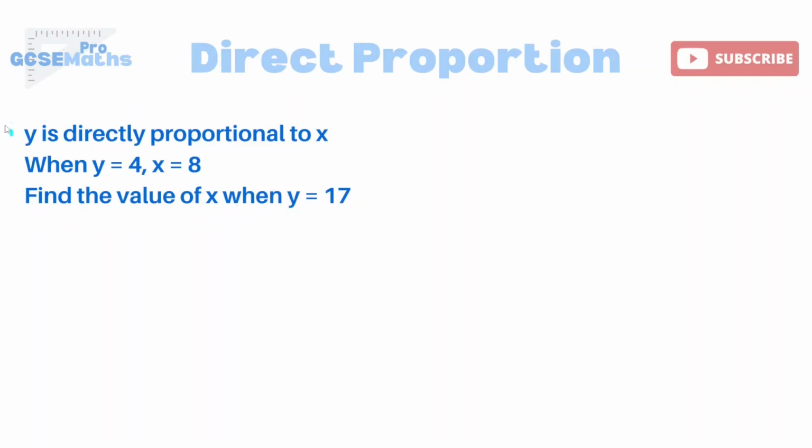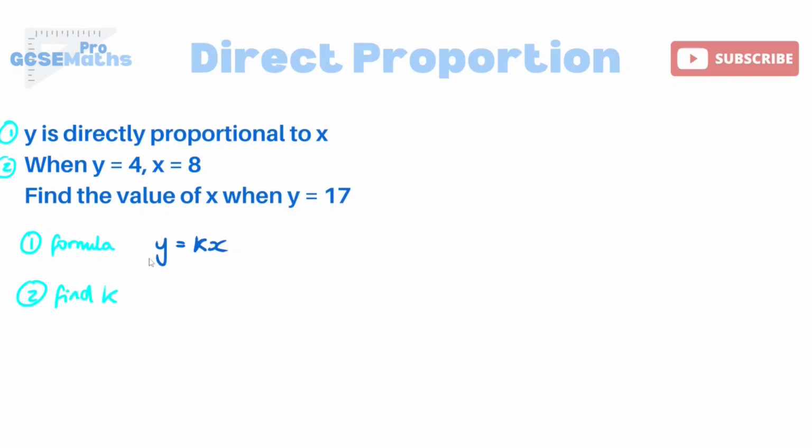Okay, cool. So step 1 lines up with this one, doesn't it? Y is directly proportional to x. That means, what is my formula? If it's directly proportional, we've got y equals kx, y equals k times x. Step 2 is we're going to use our matching pair, so we've got y is 4, x is 8, to find the value of k.